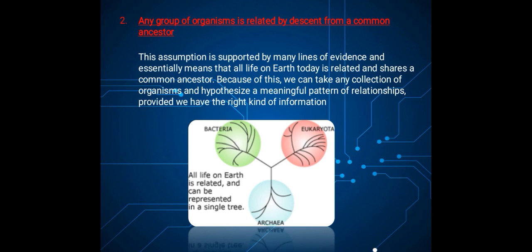Any group of organisms is related by descent from a common ancestor. This assumption is supported by many lines of evidence and essentially means that all life on Earth today is related and shares a common ancestor. Because of this, we can take any collection of organisms and hypothesize a meaningful pattern of relationships, provided we have the right kind of information. All life on Earth is related and can be represented in a single tree: bacteria, eukarya, and archaea.